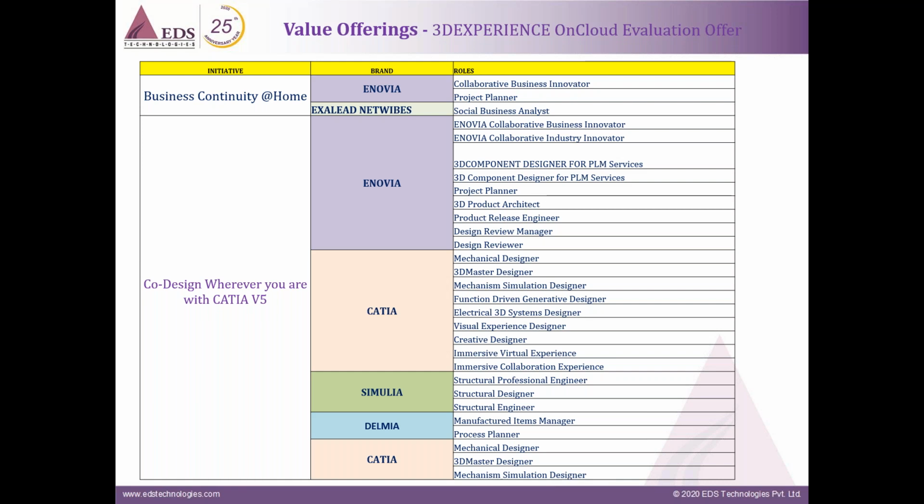Yeah, Enovia is the base user. Enovia PCS is the base user for the platform. On top of that, you are choosing additional roles of CATIA, Delmia, or Simulia based on the requirements and interest you have. PCS is the base for which you are paying 30,000, and we are offering an additional 4 roles free of cost along with it.